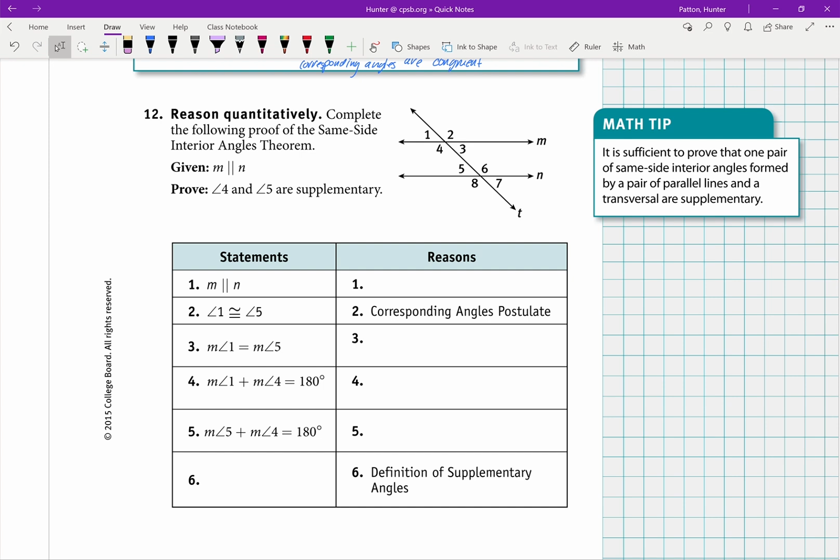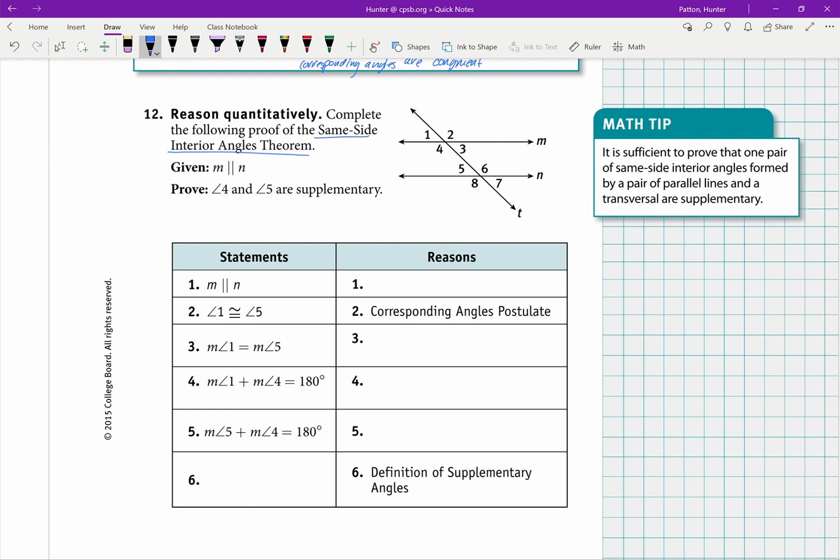All right, and we're back. Number 12, we're reasoning quantitatively. It says to complete the following proof of the same side interior angles theorem. So we're now proving the same side interior angles theorem. Once we've done this, you can then add the same side interior angles theorem to your list, and we'll be able to use it for proofs from now on.